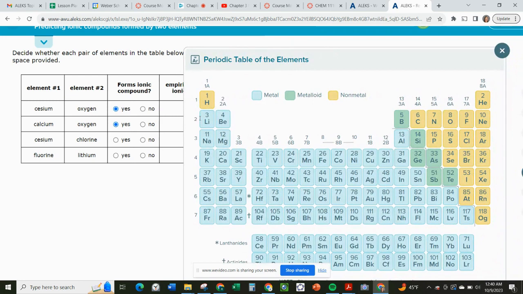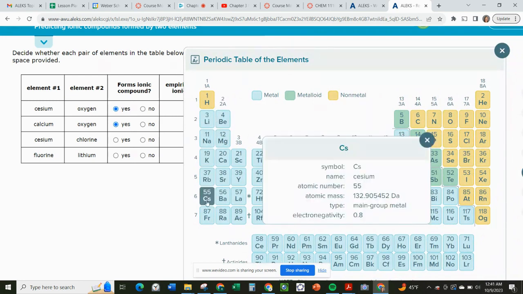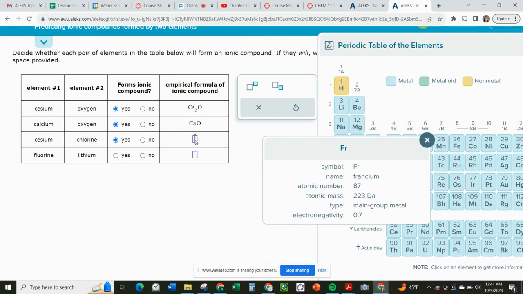The next one says cesium. Cesium is always plus 1. It's in this column. Chlorine is over here. It's a minus 1. So yes, also metal, non-metal, that will form an ionic compound. We need a plus charge and a minus charge to form an ionic compound. So Cs, Cl, cesium, chlorine. We have to be really picky. This is like a spelling test. We have to make sure that we put the capital C, lowercase s. This is a plus 1, this is minus 1, so we just need 1 of each.